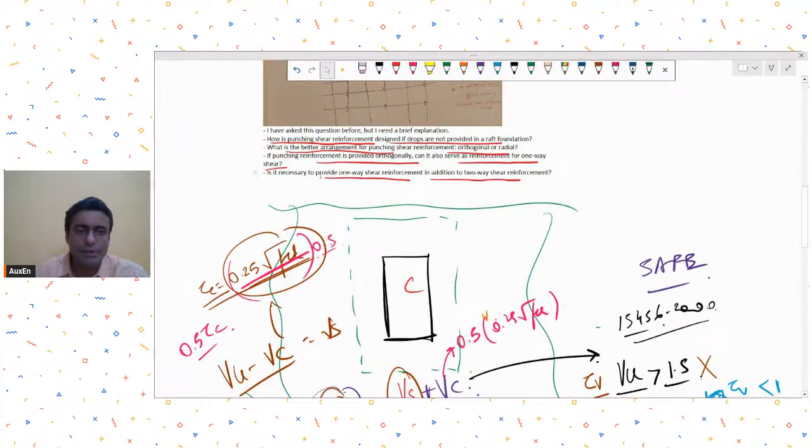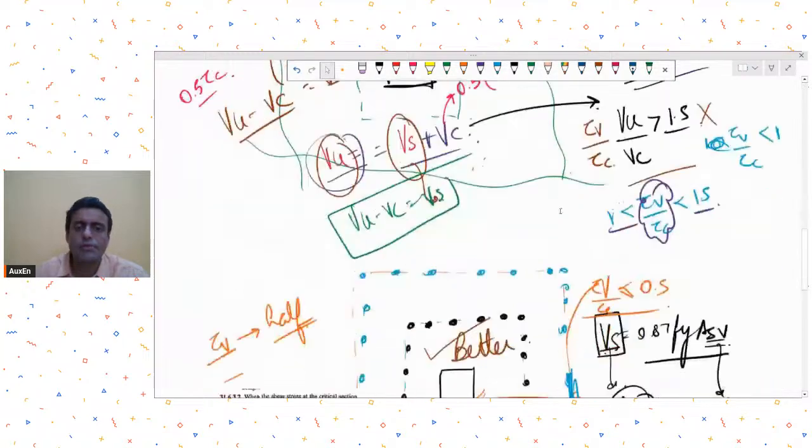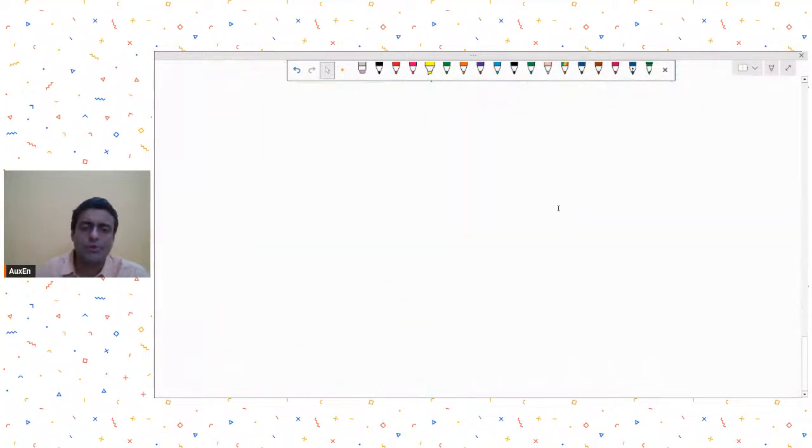Then his next question was, is it necessary to provide one-way shear reinforcement in addition to two-way shear reinforcement? So see, you do not take it as one-way or two-way. What you can do is, let's say this is your column. Okay. Now you have provided links over here.